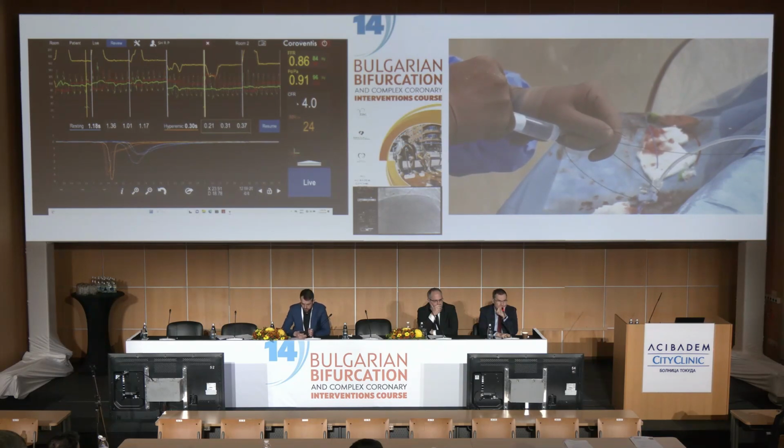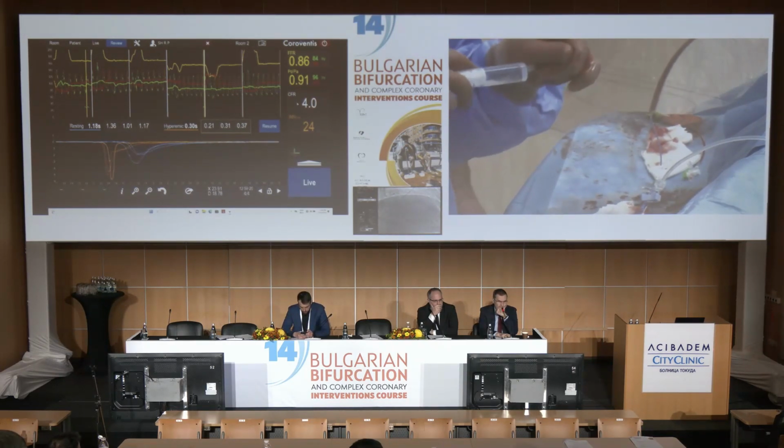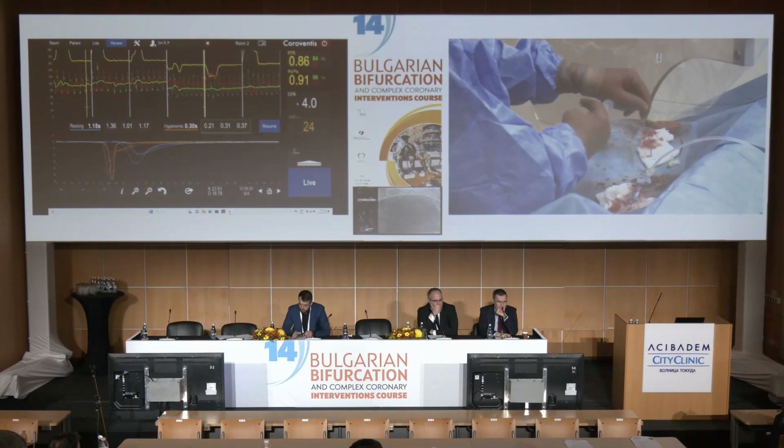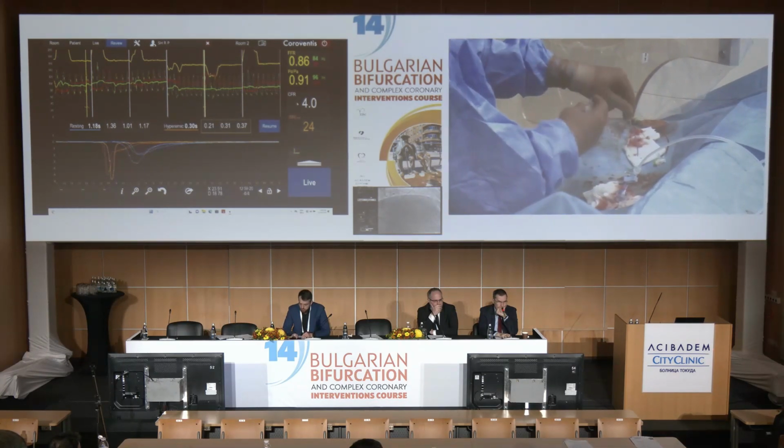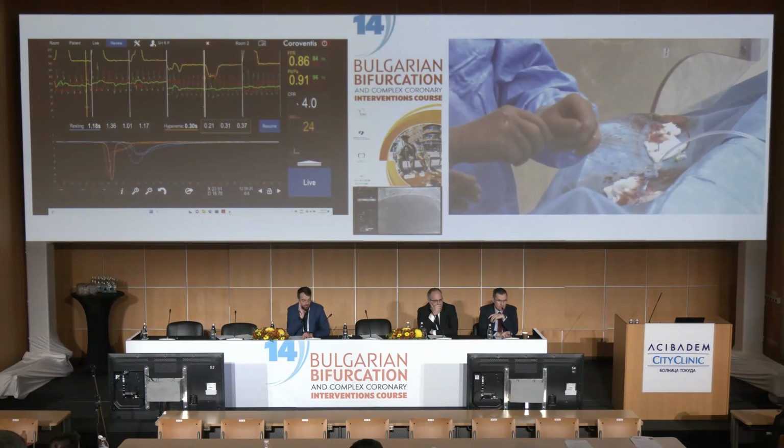Yes, we see it. You see the 4 jets? Yeah. It's a dedicated catheter which perfuses saline through 4 lateral jets. We are going to do it again.